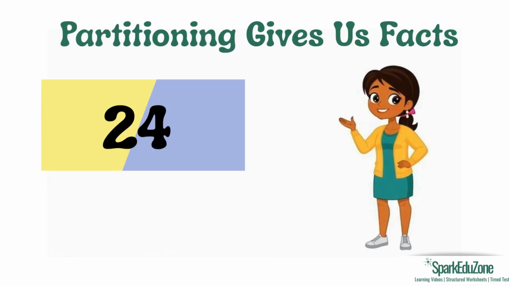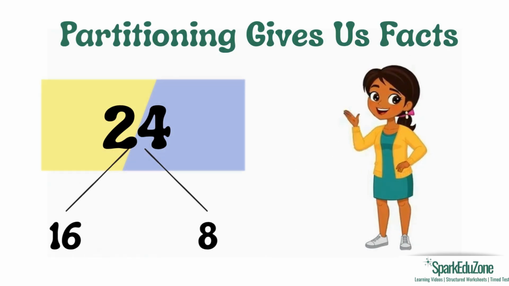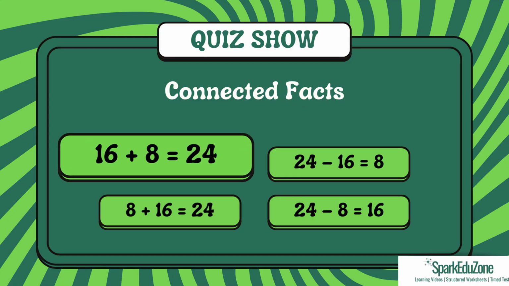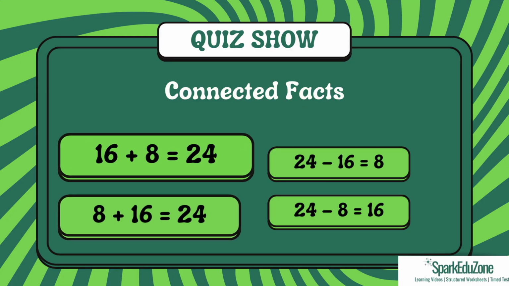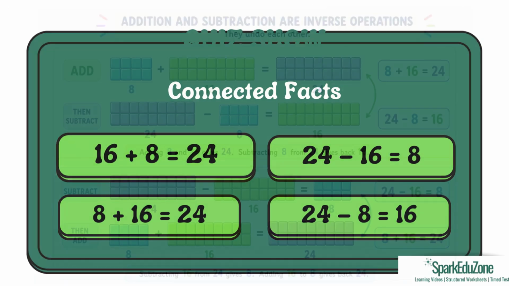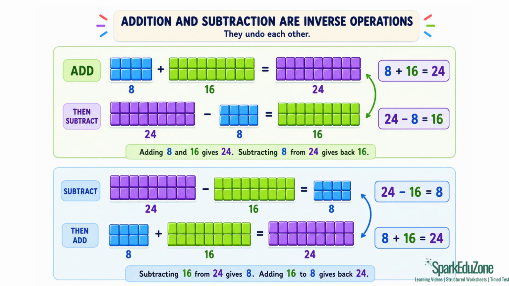By partitioning one number, we can build four facts. 16 plus 8 equals 24, 8 plus 16 equals 24, 24 minus 16 equals 8, and 24 minus 8 equals 16. These show that addition and subtraction are inverse operations.